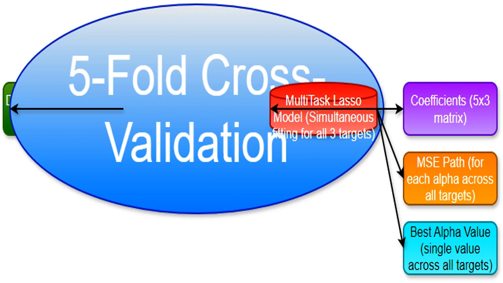Each row represents a feature and each column represents a target variable. Each element in the matrix represents how much that particular feature contributes to predicting that specific target variable. For example, the element in the first row and third column tells me how much the first feature helps in predicting the third target variable.